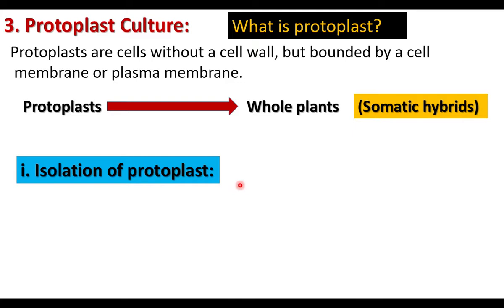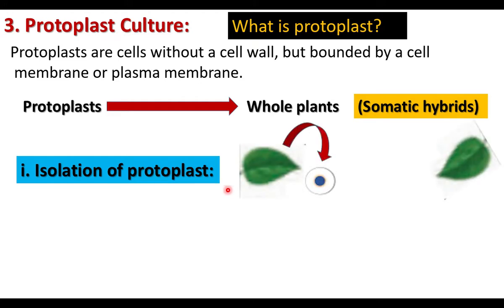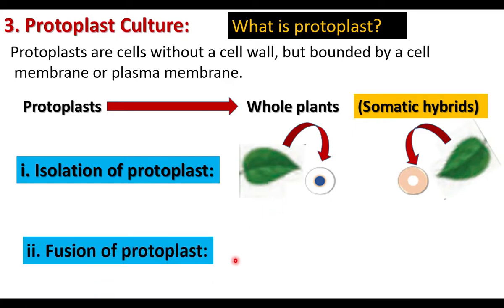The first step in this protoplast culture is isolation of protoplast. Usually protoplasts are isolated from leaves. For somatic hybridization, the protoplasts are isolated from two different varieties or two different species of plants. The second stage is fusion of the protoplast and a hybrid cell.